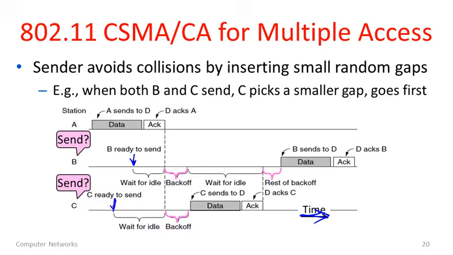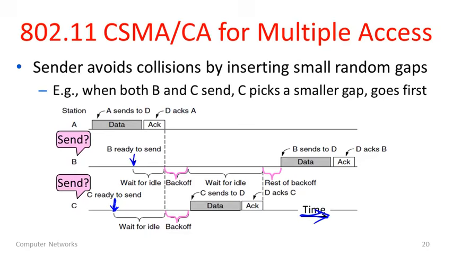Similarly, C became ready to send while A was sending. It heard A. So both B and C are waiting to send. Eventually A is finished. Its data frame and ACK frame is done. What happens? If we just sent right away, as is the case with Ethernet, we would run into a collision. We would waste a lot of the medium. It would be a problem.